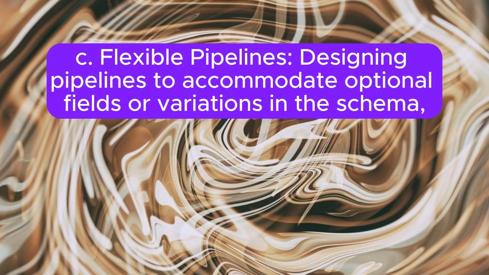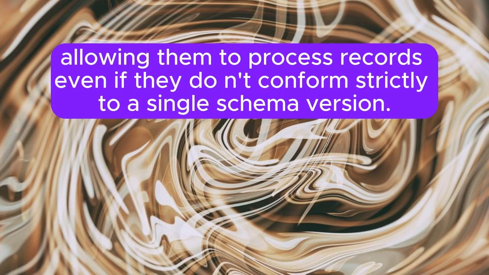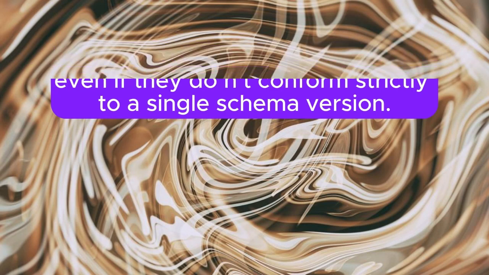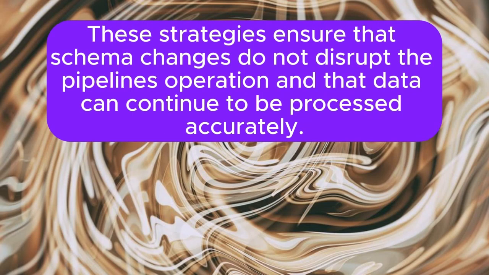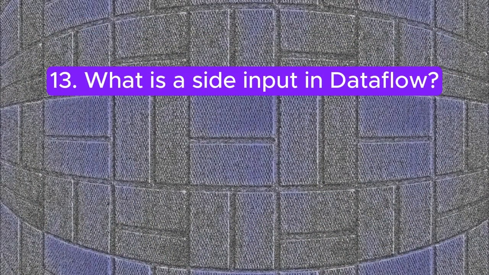C. Flexible pipelines, designing pipelines to accommodate optional fields or variations in the schema, allowing them to process records even if they don't conform strictly to a single schema version. These strategies ensure that schema changes do not disrupt the pipeline's operation and that data can continue to be processed accurately. 13. What is a side input in Dataflow?